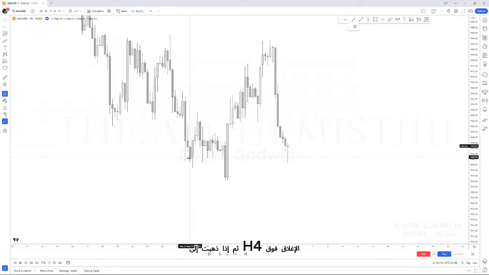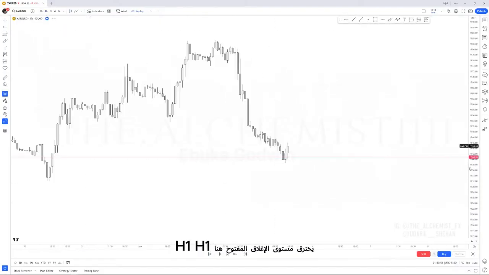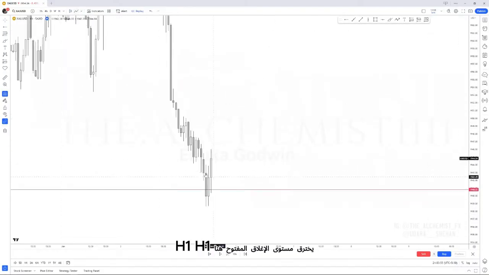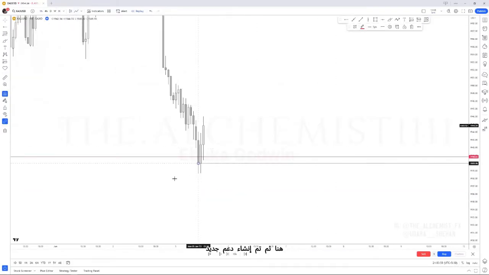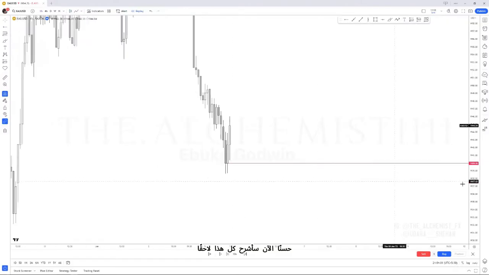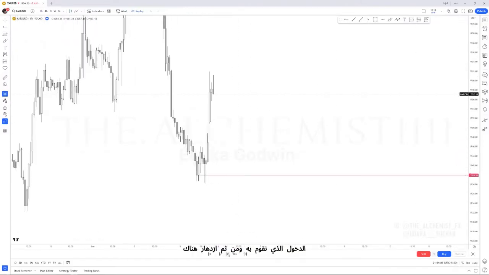Okay, H4 closing above H4. And then if you go to H1, H1 breaking the open close level in here, right? H1 breaking the open close level in here. And then a new support created. Now I'll explain all of these later. So this type of confirmation entry that we do, and then boom, there it goes.